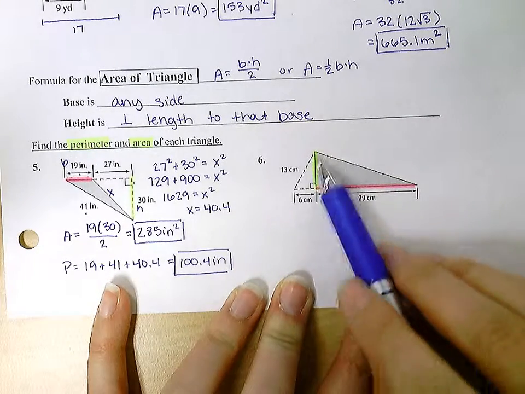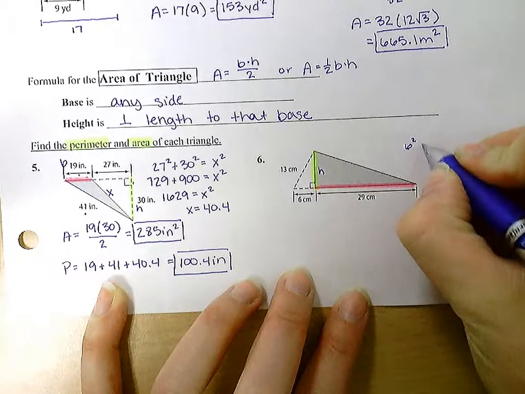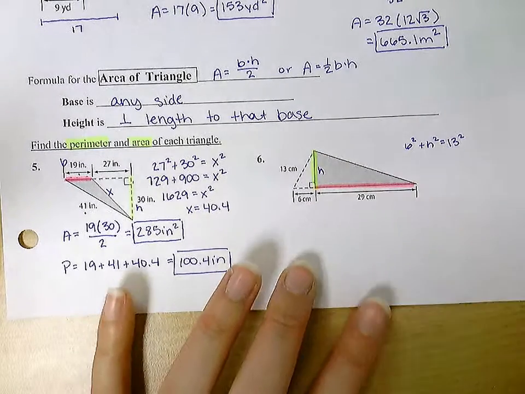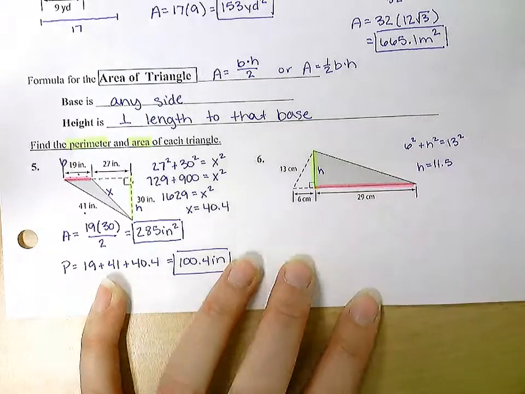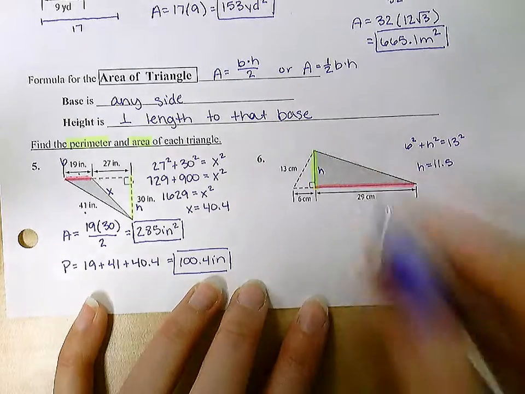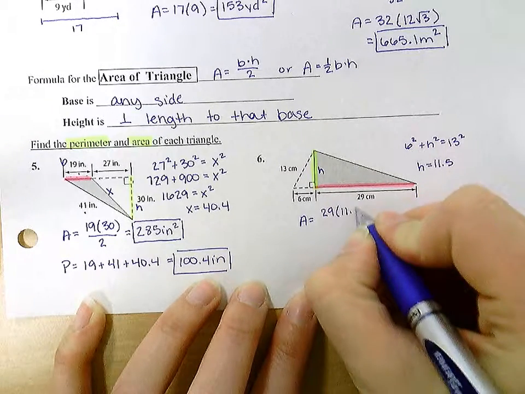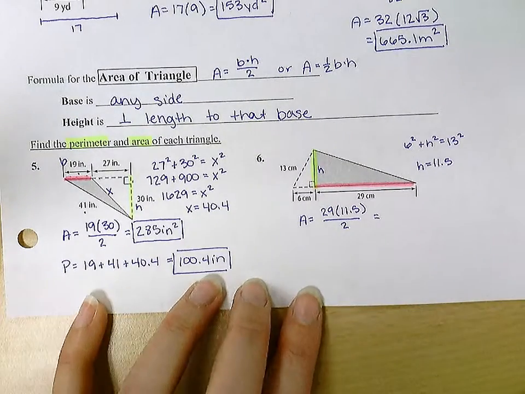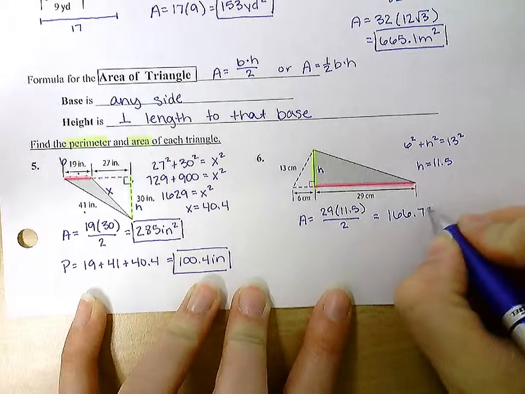But again, I have this right triangle formed on the outside, so you can use the Pythagorean theorem. So I would do 6 squared plus h squared equals 13 squared. Okay, once you solve for h, the height should be 11.5. Okay, so now I have the height and the base. So to find the area, I would take 29 times 11.5 and divide it by 2. And that is 166.75. Is that what you got?